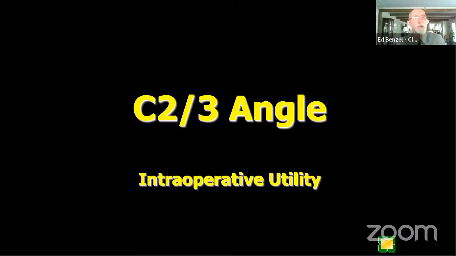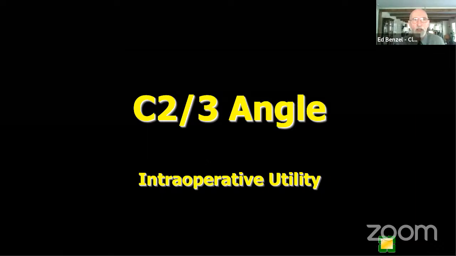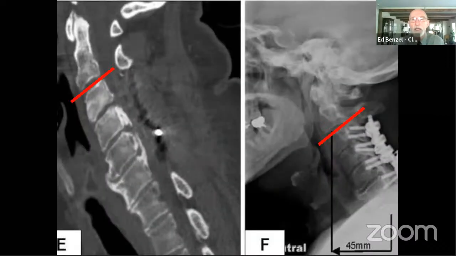So I use the C2-3 angle for intraoperative utility. It also tells us about postoperatively if the patient has complications or not, or may have complications, but wouldn't it be nice to prevent complications? And then use the C2-3 angle as a barometer or a guide to the extent of deformity correction. So if we end up with something like this, we're going to have a significantly increased chance of having a persistent neck pain problem and a persistent problem with the deformity and changes at the C2-3 space.